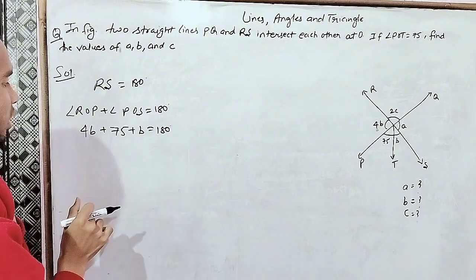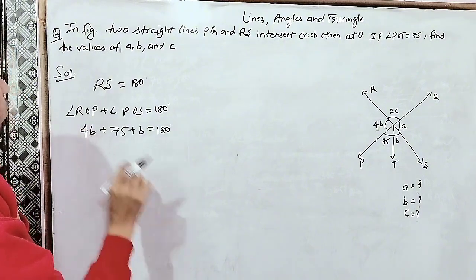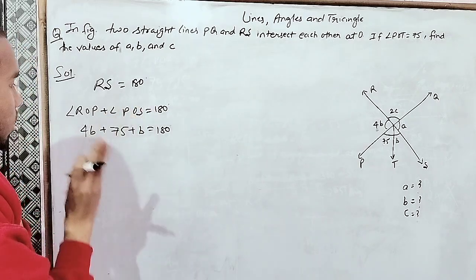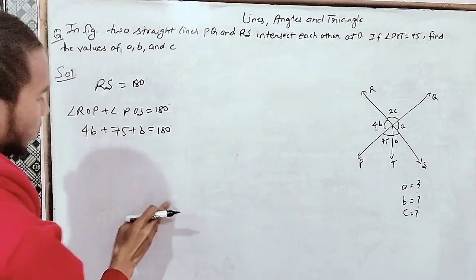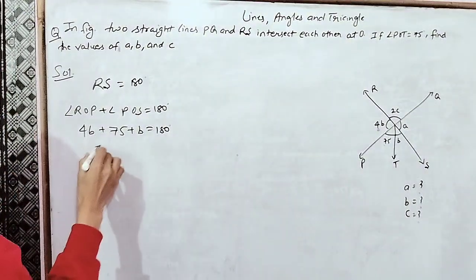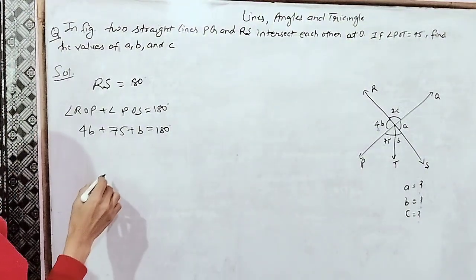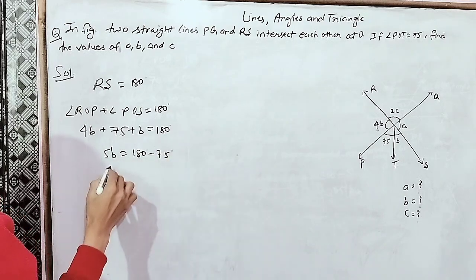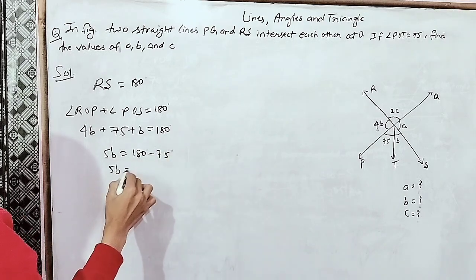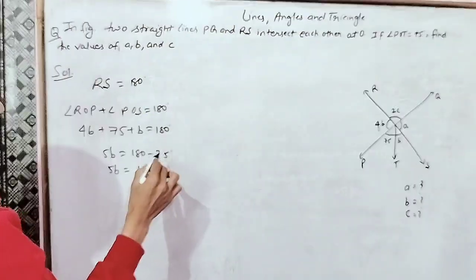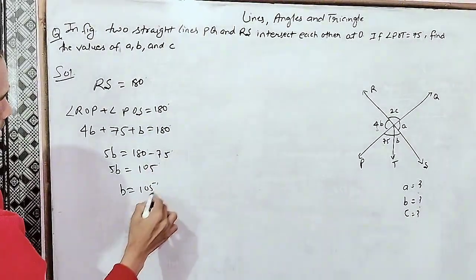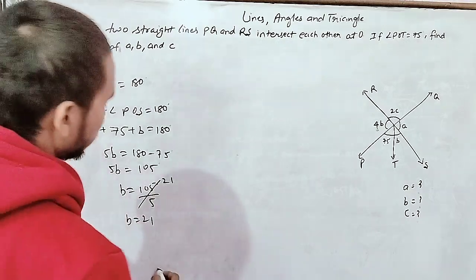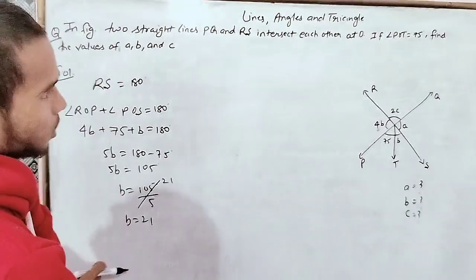Now we have only a simple equation. By solving this equation, we can find the value of B. Here we have only one variable, which is common for 4B and B. 5B equals 180 minus 75, which is 105. Am I right? So the value of B is 21. Value of B is 21.